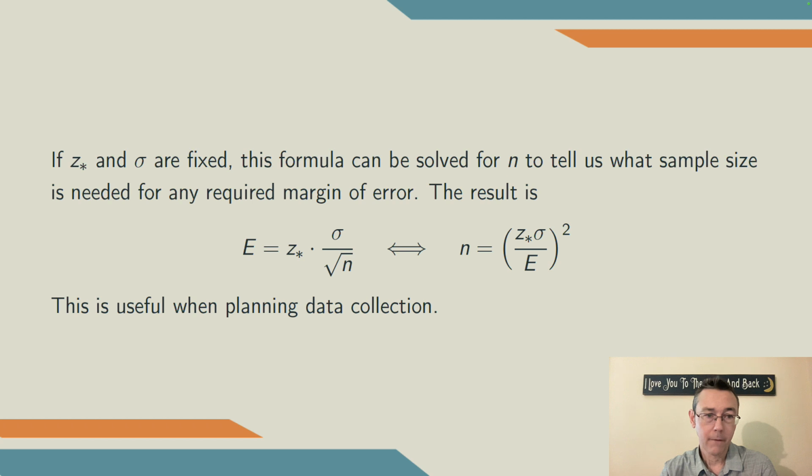If z star is fixed via the confidence level C, and sigma is also fixed on the basis of the thing that we're studying, then the formula can be solved for n to tell us what sample size will be needed for any specified margin of error. The result is n equals the quantity z star sigma over E, squared. This is useful when you're planning data collection. You have a certain margin of error that you're targeting, and known z star and sigma. This gives you the sample size that is needed.